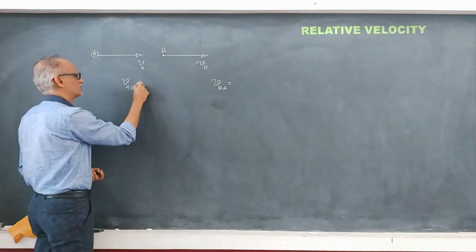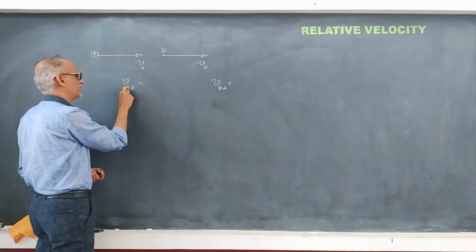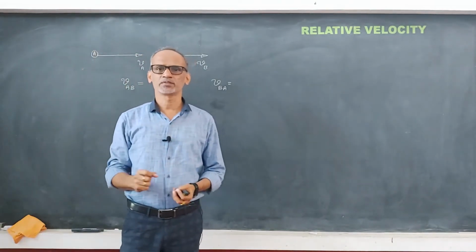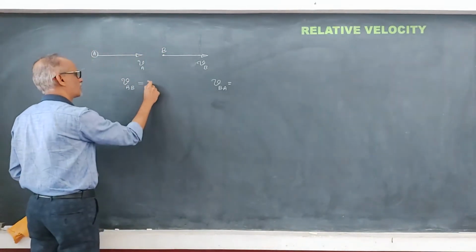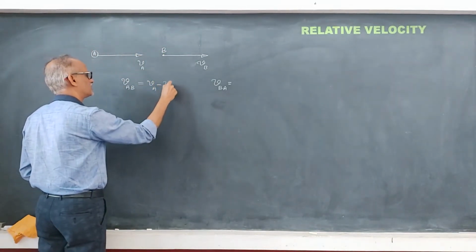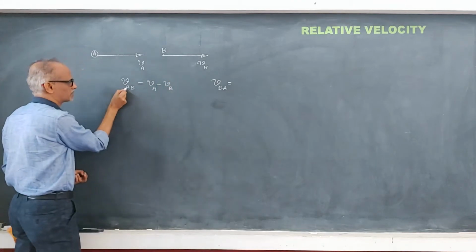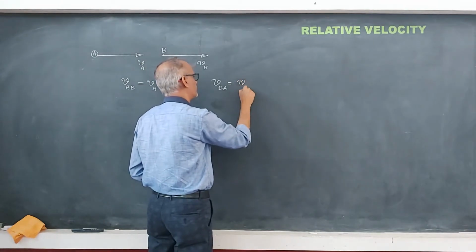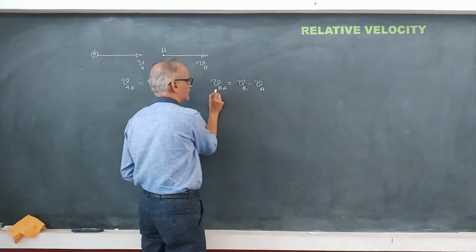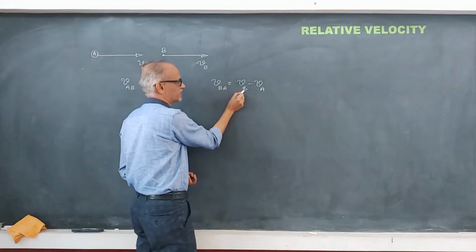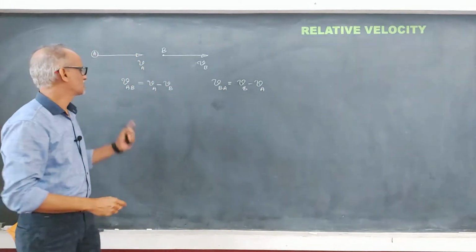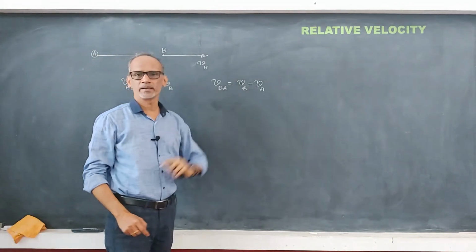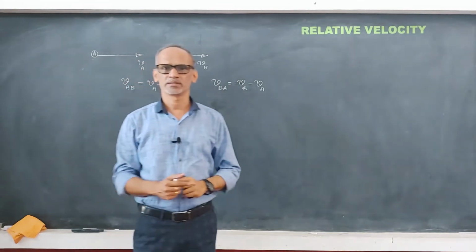How do we calculate this? The relative velocity of A with respect to B is always equal to the difference in the velocities of the two bodies. That is, in this case, VA minus VB. VAB is equal to VA minus VB, whereas VBA is equal to VB minus VA. The velocity which comes first in the subscript has to be written first. So, this is the velocity of A as observed by B, and this is the velocity of B as observed by A, which is always equal to the difference in the velocities.